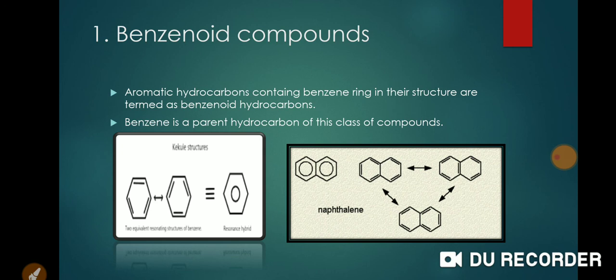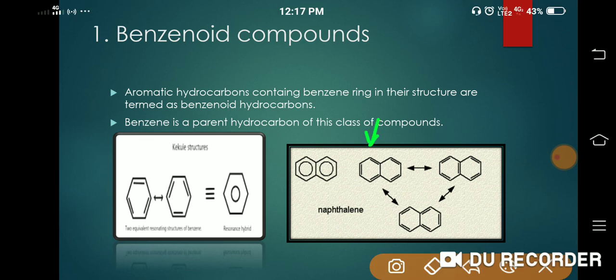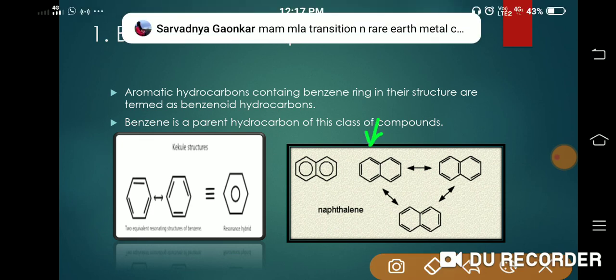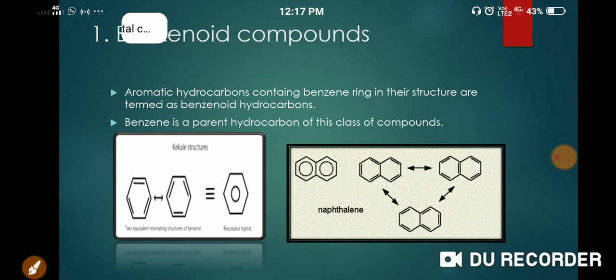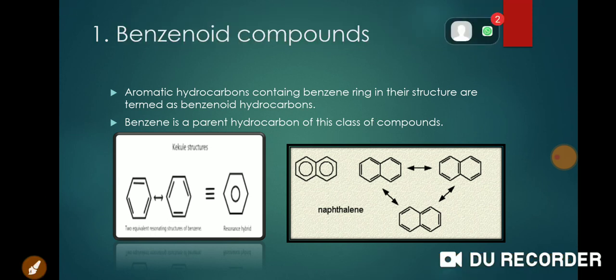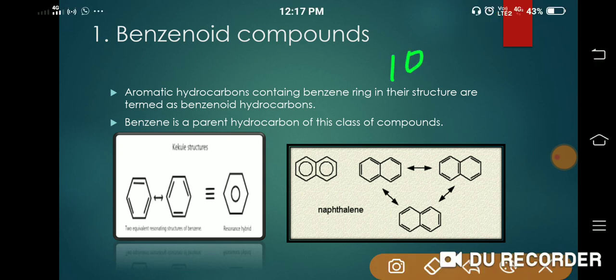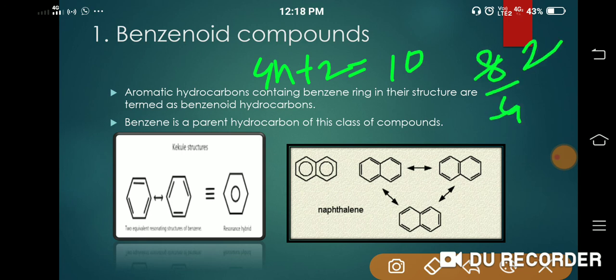Also 10 pi electrons are involved: 2, 4, 6, 8 and 10. Hence, it follows Huckel's rule of aromaticity, that is 10 minus 2 becomes equal to 8, divided by 4 equals 2. Hence, n is equal to 2, this compound is aromatic in nature.